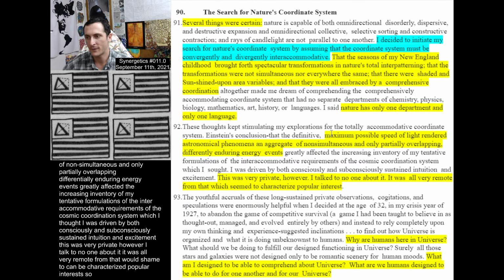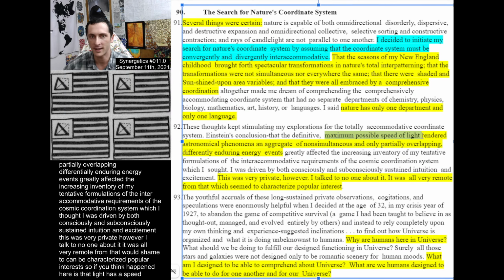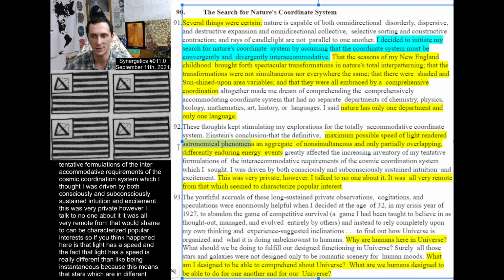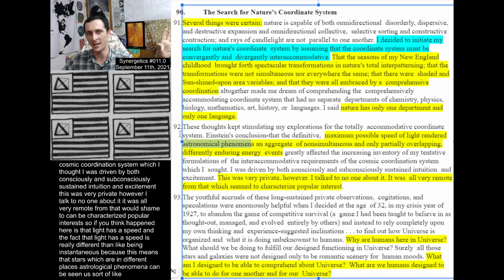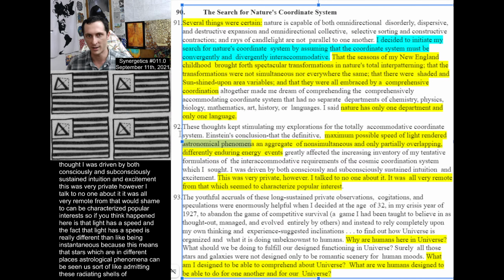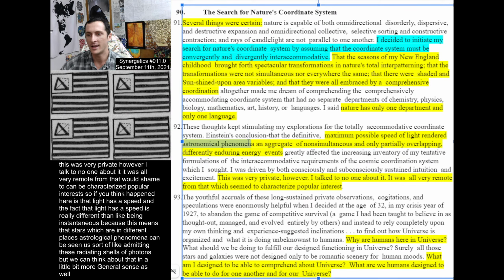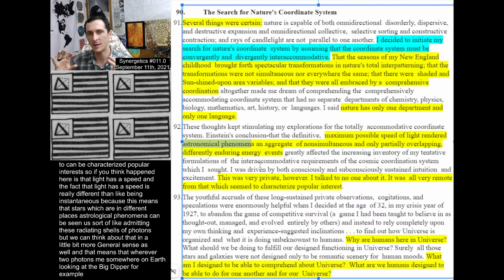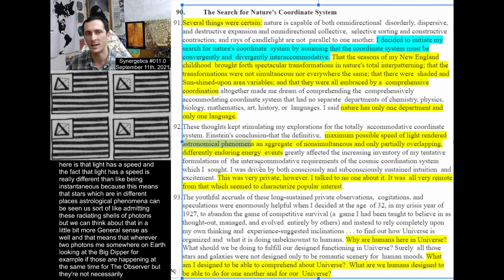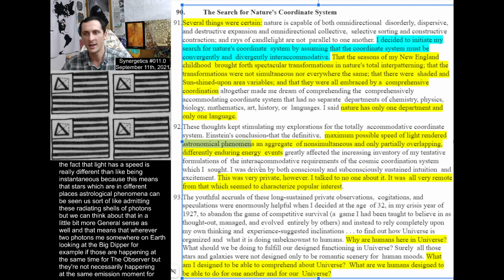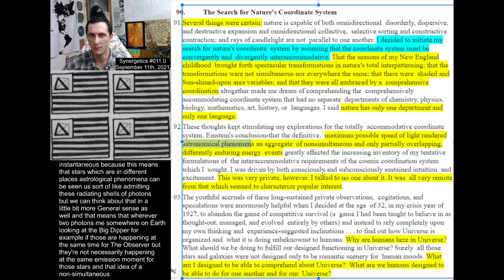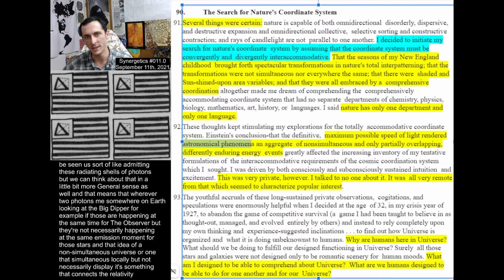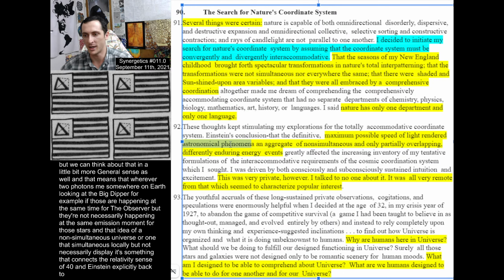So a few things happening here. First is that light has a speed, and the fact that light has a speed is really different than light being instantaneous, because this means that stars, which are in different places, astrological phenomena, can be seen as sort of like emitting these radiating shells of photons, but we can think about that in a little bit more general sense as well. And that means that wherever two photons meet, somewhere on Earth, looking at the Big Dipper, for example, those are happening at the same time for the observer, but they're not necessarily happening at the same emission moment for those stars. And that idea of a non-simultaneous universe, or one that's simultaneous locally, but not necessarily distally, is something that connects the relativity sense of 4D and Einstein explicitly back to synergetics and Bucky.